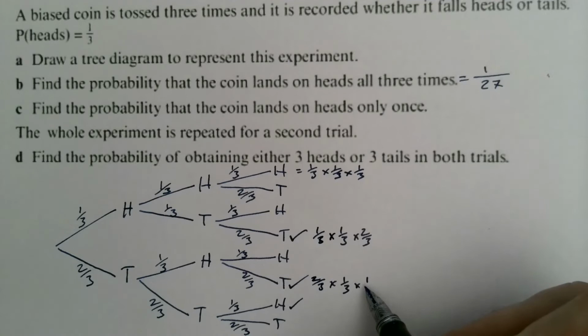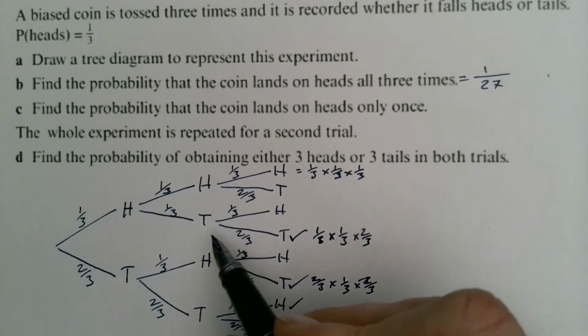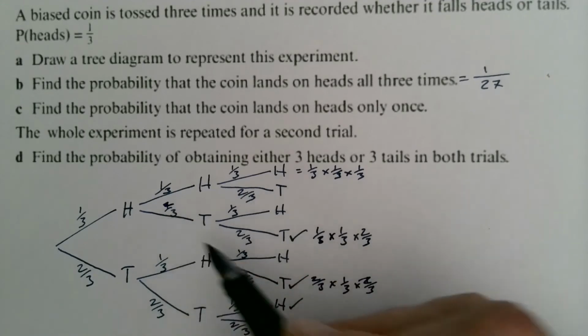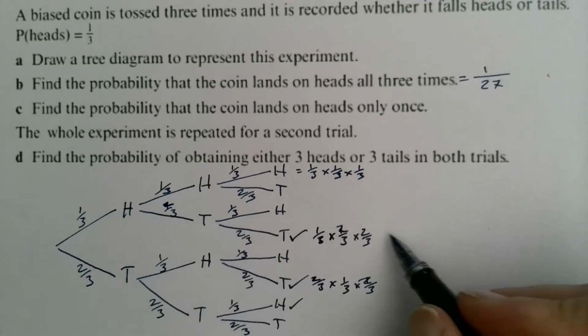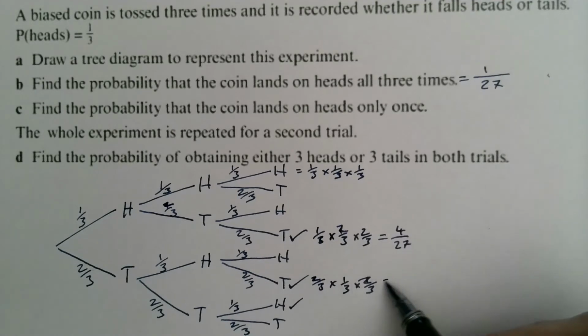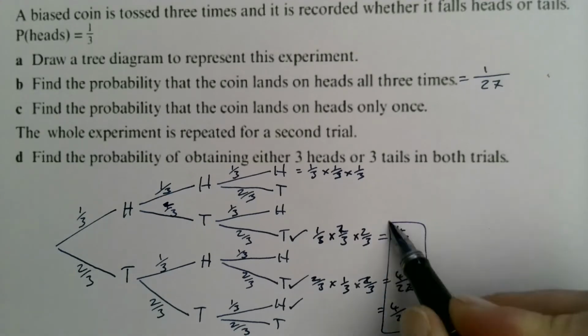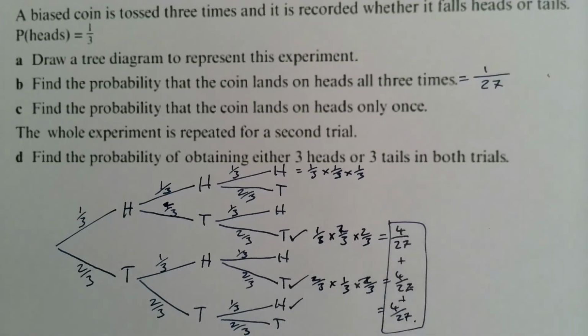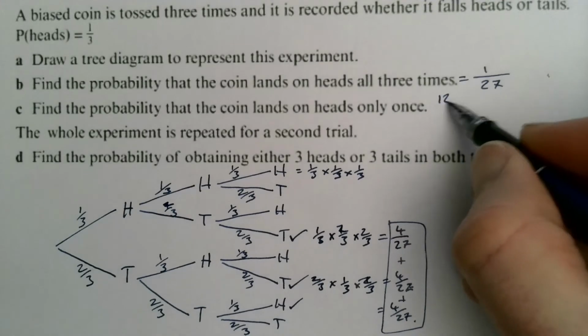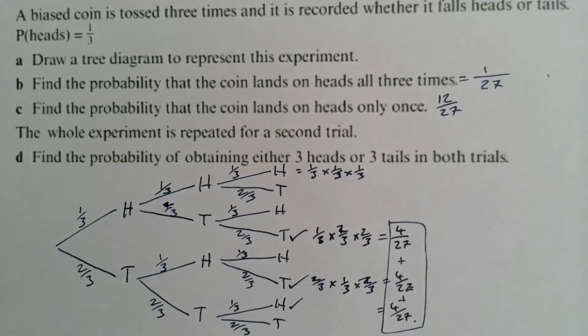times 2 thirds, and I just realised I said something different because I've made a mistake, haven't I? That's not a third there, that's 2 thirds there. So it's 1 times 2 times 2 gives us 4 over 27 for each of those. And this last one is going to be 2 times 2 times 1, giving us 4 over 27 again. So you've got all 3 of those coming in together, giving us 12 out of 27.